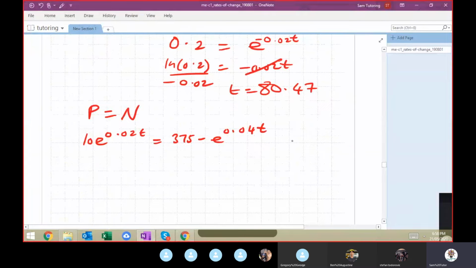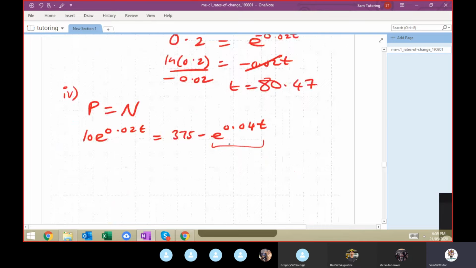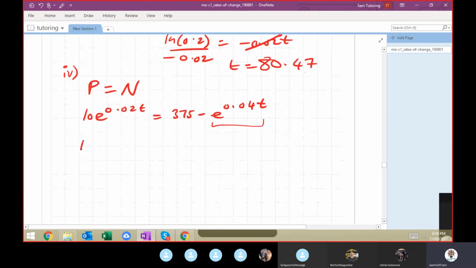All right, now again, I'm going to solve for T. How do I get rid of this guy now? How do I get rid of this one? You're not going to do what we did up here, which was divide. What would you do? You'll just plus it, right? So that will be 10e plus e.